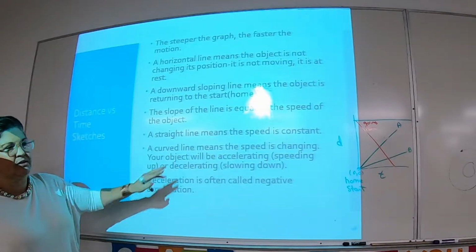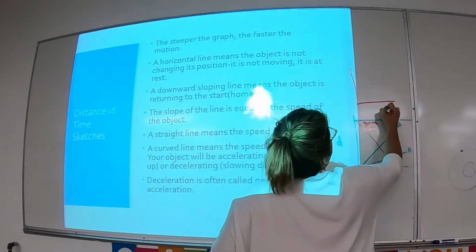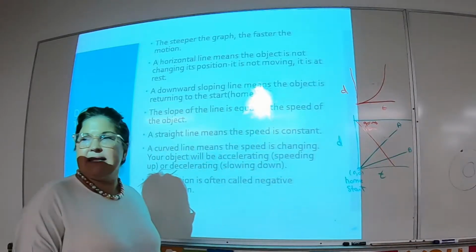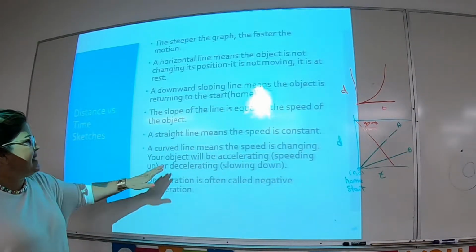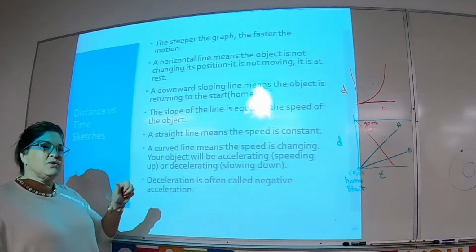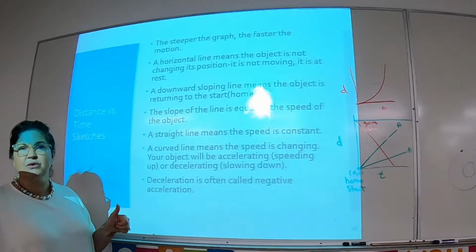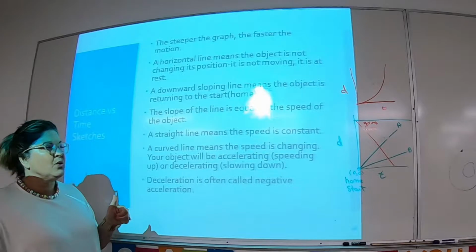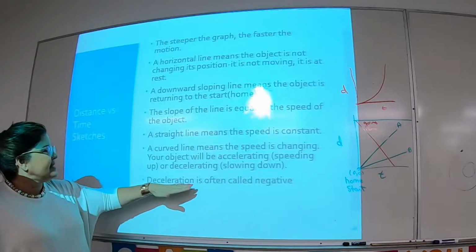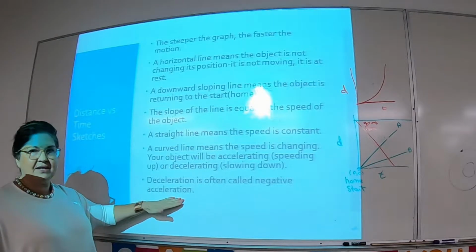A curved line. Well, we haven't really looked at a curved line yet. So we could have a distance time graph. That would be an example of a curved line. The curved line is going to mean the speed is changing. So either that object is speeding up, okay, it's accelerating, or it's going to be slowing down or decelerating. And deceleration, another way we could say that is negative acceleration.